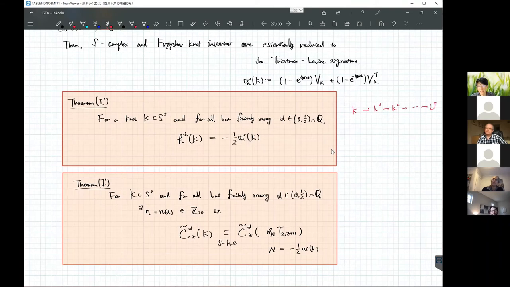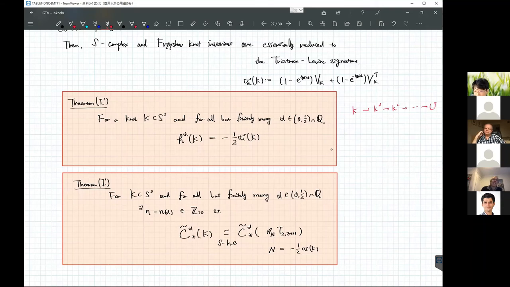There are various descriptions of the Tristram-Levine signature. For example, in the gauge theory context, we can define the Tristram-Levine signature as a counting of SU(2) flat connections over the knot complement, by Herald's work. But this is not classically known, I think. Yeah, so it just seems like something we should have known.